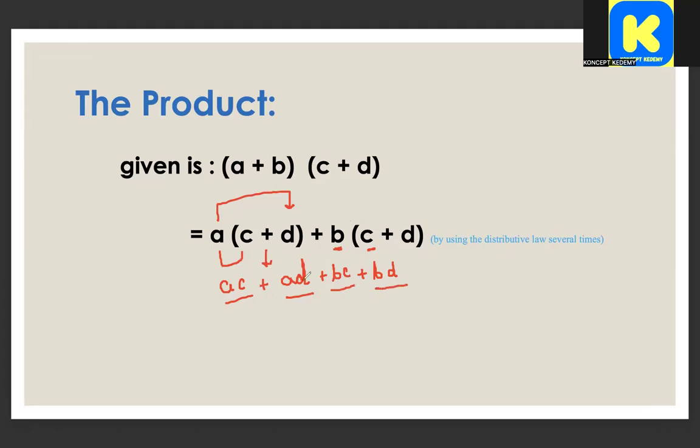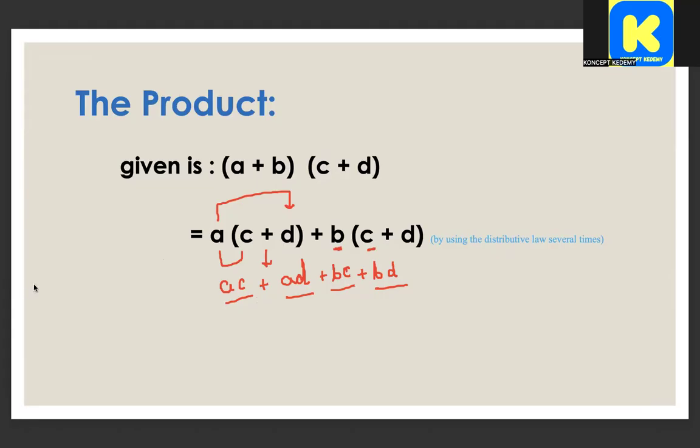Now you will check if there are like terms, so you can proceed further. But as you can see, this is AC, this is AD, this is BC, and this is BD. These all are different. There are no like terms, two or three like terms here. We are getting different variables. So now we cannot proceed further. That means this is the final answer: AC plus AD plus BC plus BD. Okay, so this is the way we do the product.